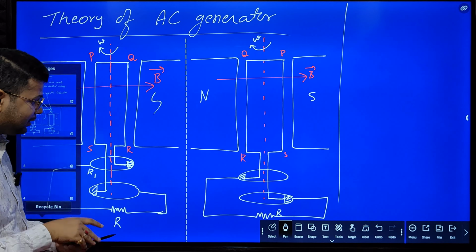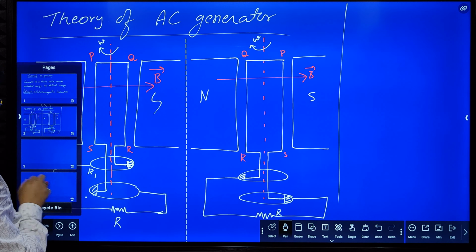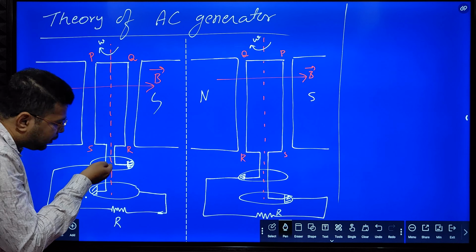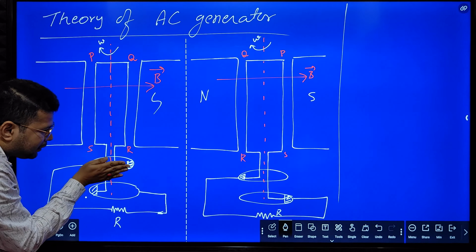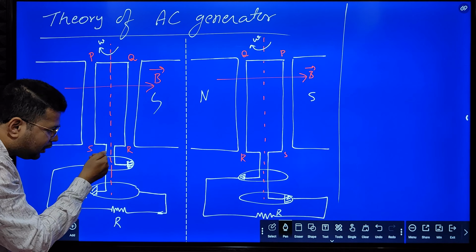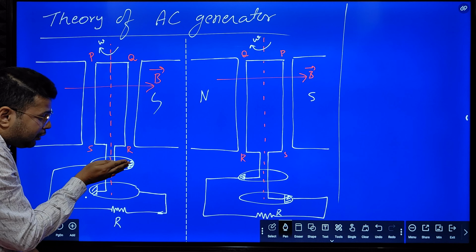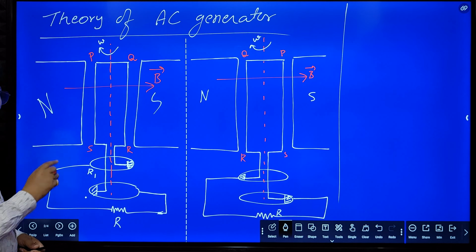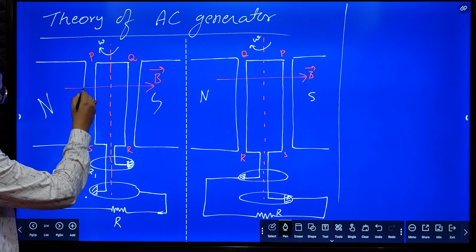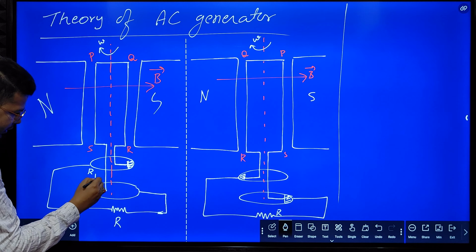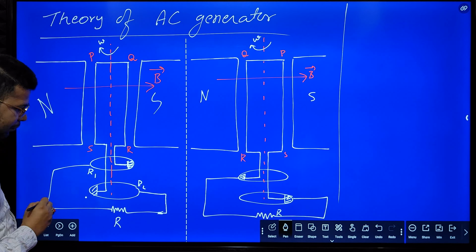Why a metal brush? Because when the coil rotates, the ring rotates with it, so there should always be contact between the metal brush and the ring. That is why we have to use a metal brush. And this wire connected to PS is connected to another ring. I call that ring R2. So this is also a metal brush.